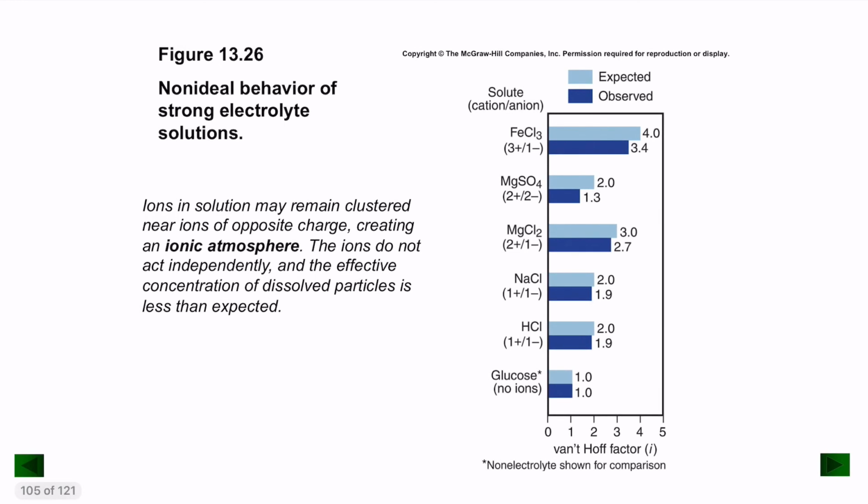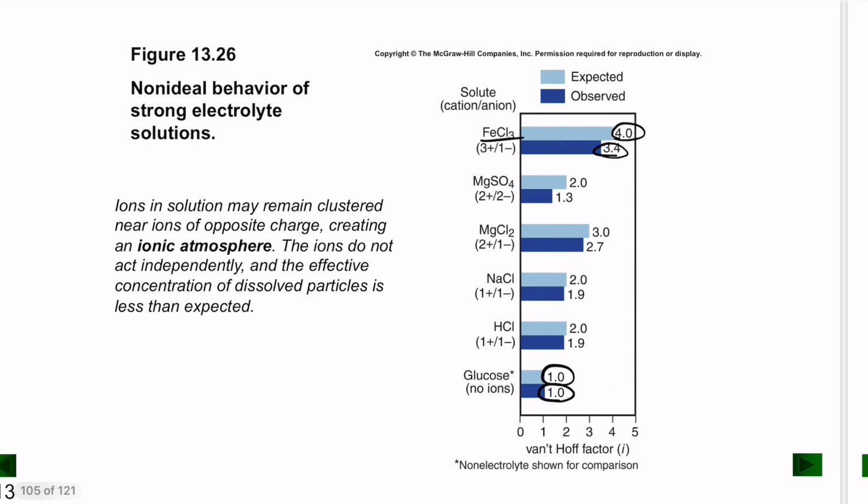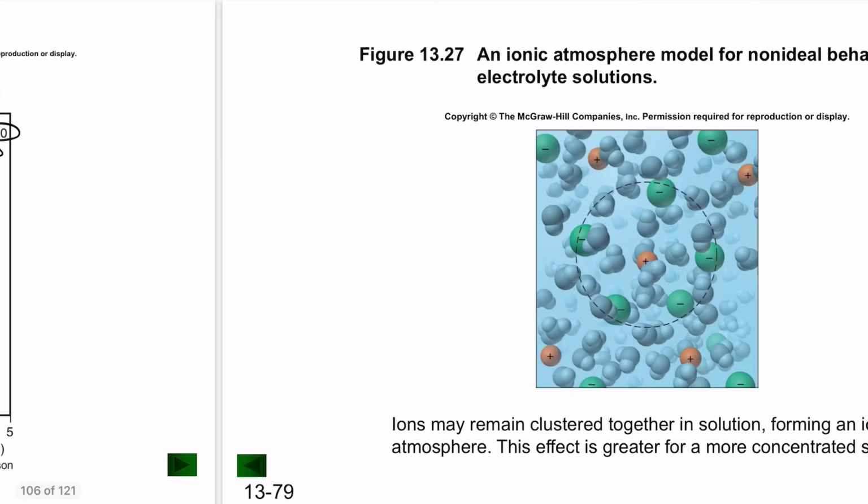For example, when you take FeCl3, the expected value of the total number of ions is 4, but the observed value is only 3.4. This way, there might be a differentiation, but there might be cases where the values are the same as well. So the van't Hoff factor changes based on the solute that is used.